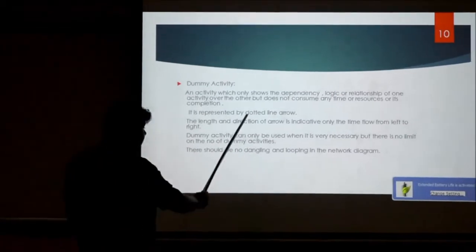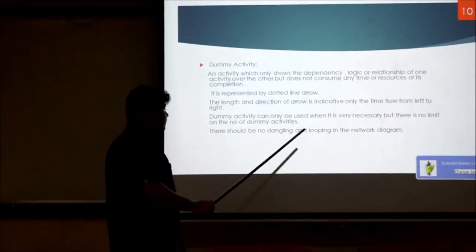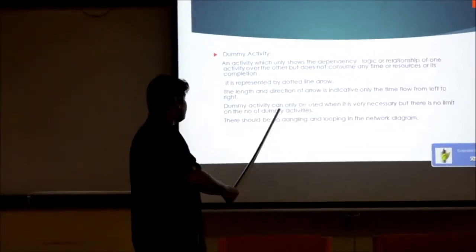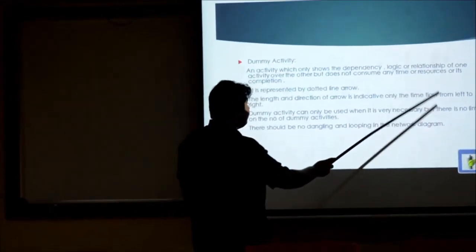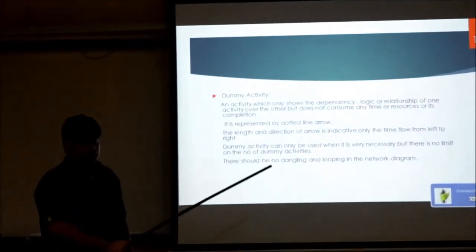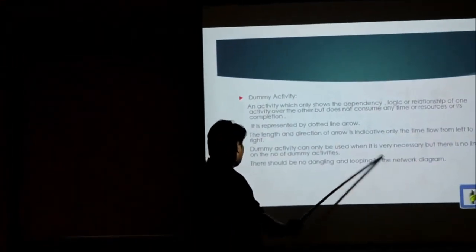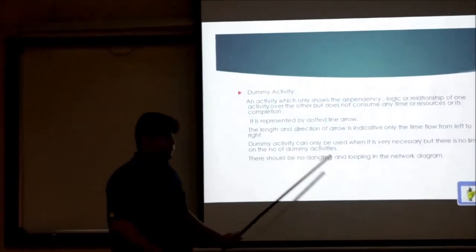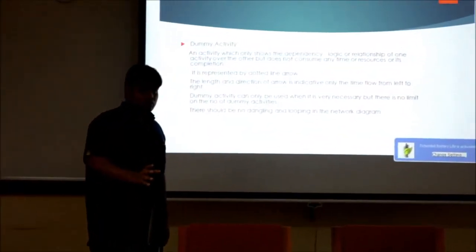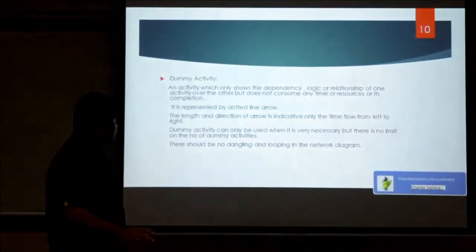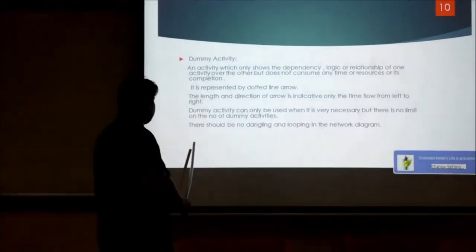Second, they are represented by a dotted line arrow. In the previous diagrams there was a continuous line, but in this they are represented by a dotted line arrow. The length and direction of the arrow is indicative only of the time flow from left to right. A dummy activity can only be used when it is very necessary, but there is no limit on the number of dummy activities. You can use n number of dummy activities, but it's not good to show a lot of them. Try to make the network diagram without using a lot of dummy activities.